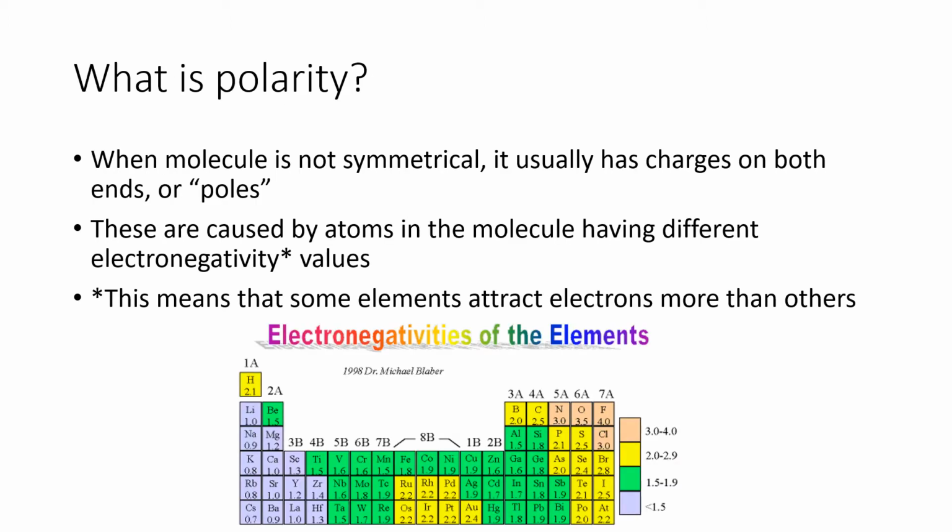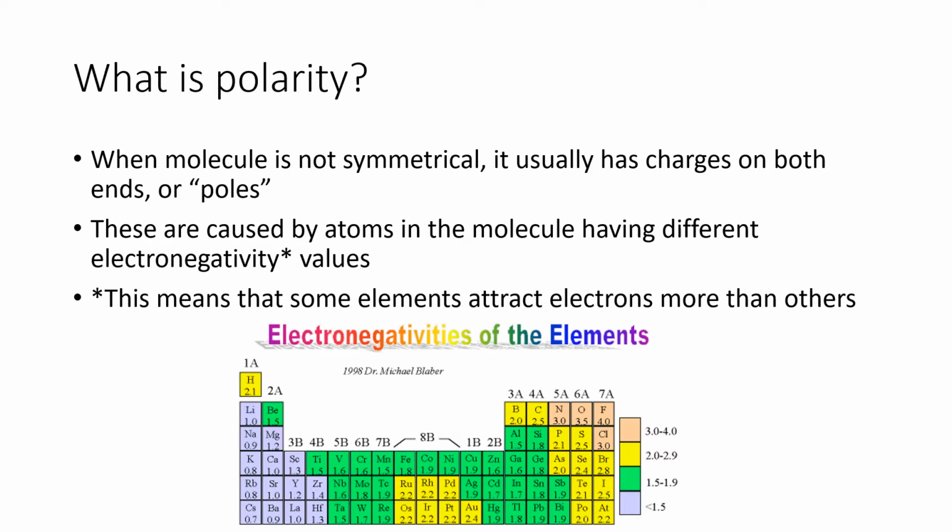So what is polarity? When a molecule is not symmetrical, so I'm talking about the shape of a molecule if you were to draw it out, it usually has charges on both ends, and we call these charges the poles of the molecule, like the North Pole or South Pole, or like the poles of a magnet. That's caused by atoms in that molecule having different electronegativity values.